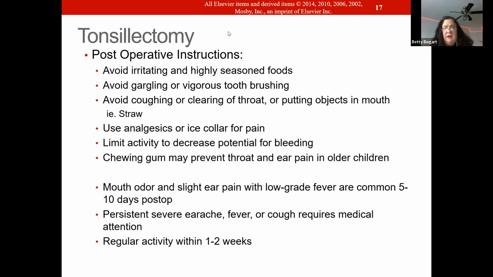No gargling and no vigorous toothbrushing. Leave that area alone. If you can imagine, there's no sutures. All they do is cut these things out and there's a scab left. And that scab can come off and you can bleed and hemorrhage from that area. I've seen it once. And it was clots, blood clots and bleeding.